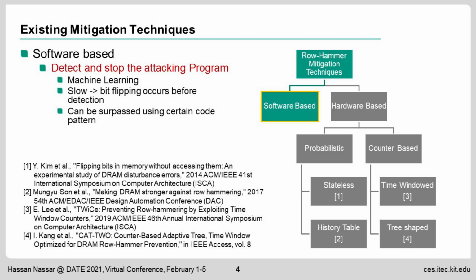Now we look at the existing mitigation techniques. They are either software based or hardware based. The software-based mostly use machine learning to detect and stop the attacking program. However, it is slow, so bit flipping can occur before detection. Moreover, it can be bypassed using certain code patterns. We will discuss the hardware-based more thoroughly as it is the category of our work.